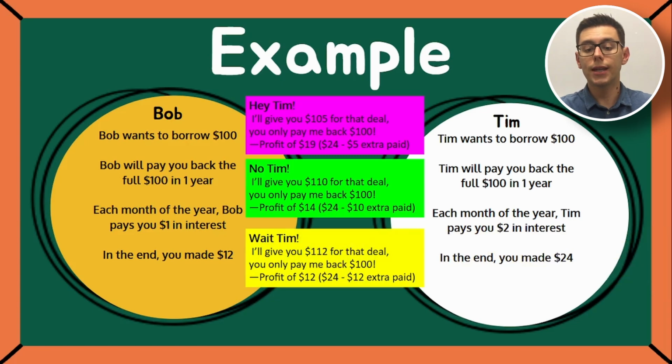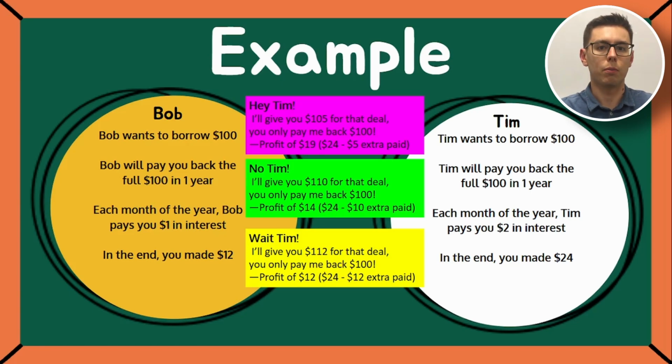Someone says, wait, Tim, hey, I'll give you $112 for that deal. You only have to pay me back $100. Now, this is where we hit equilibrium. This is where we hit Bob's effective rate. With the $24 in interest and $12 in premium paid, now there's only a profit of $12. Now there is no effective difference between Bob and Tim's deal.